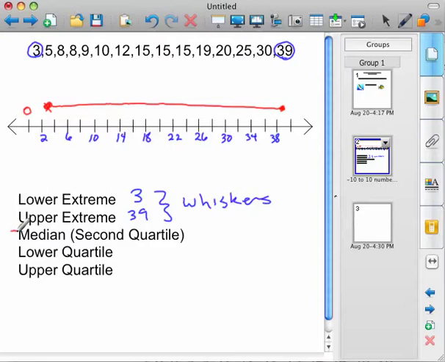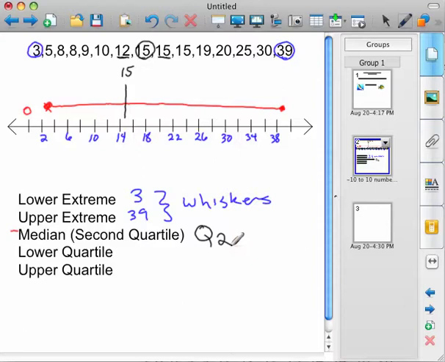1, 2, 3, 4, 5, 6, 7. And that ends at 12. And count back 7. 1, 2, 3, 4, 5, 6, 7. And that ends at that 15. And so the number in between them is the median, which is 15. So we'll go ahead and graph that with a line. So that is our second quartile. A lot of times you'll see it represented Q subscript 2.